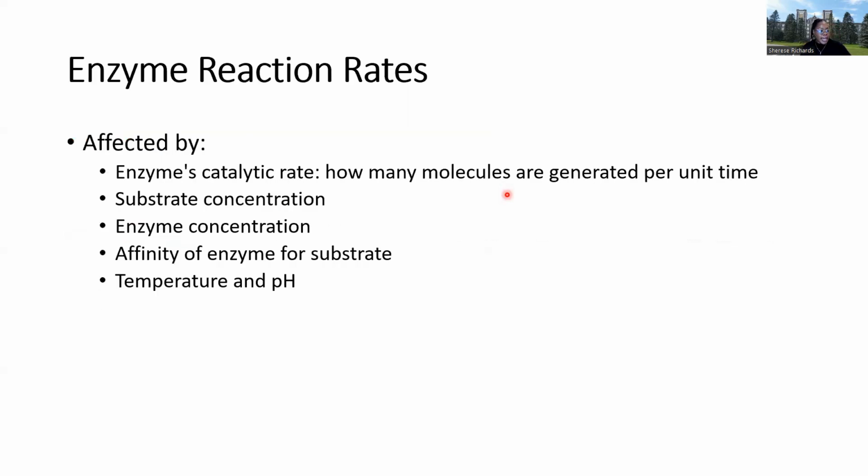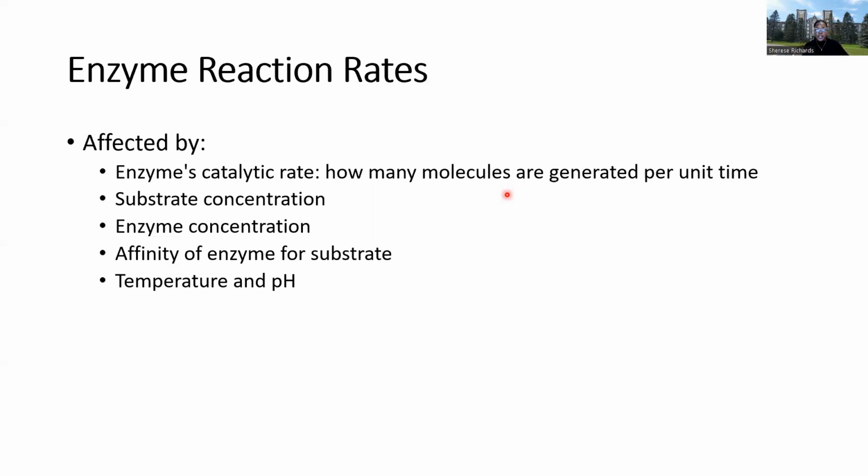Let's talk about the rate at which reactions can proceed and some of the things that will affect that. So the rate of a reaction will depend on the enzyme's catalytic rate. How many molecules can be generated per unit time, whether that's per second or per minute. And essentially, how much product can we get on the other end, depending on how fast that enzyme can catalyze these reactions. The second factor that's going to impact the rate of the reaction is the substrate concentration.